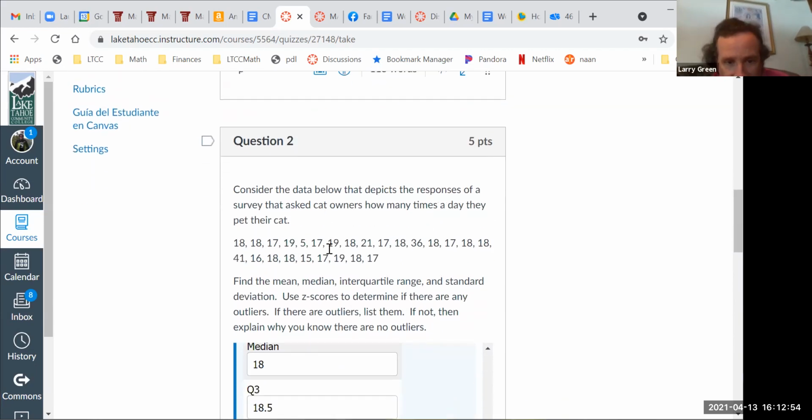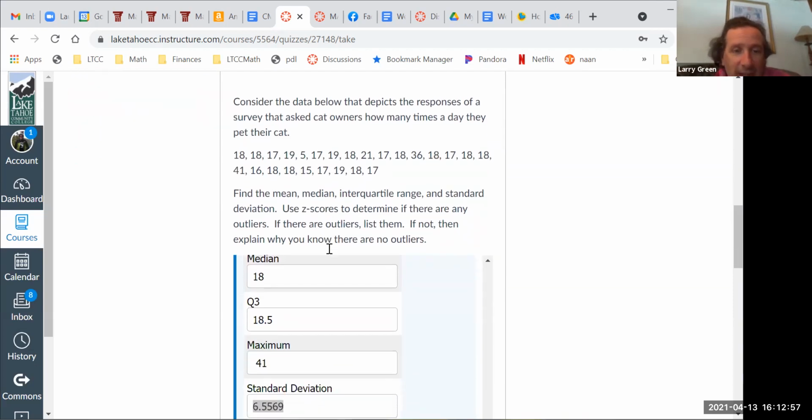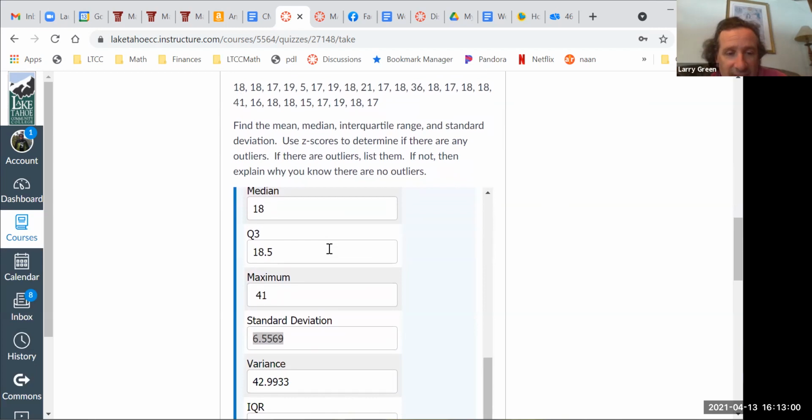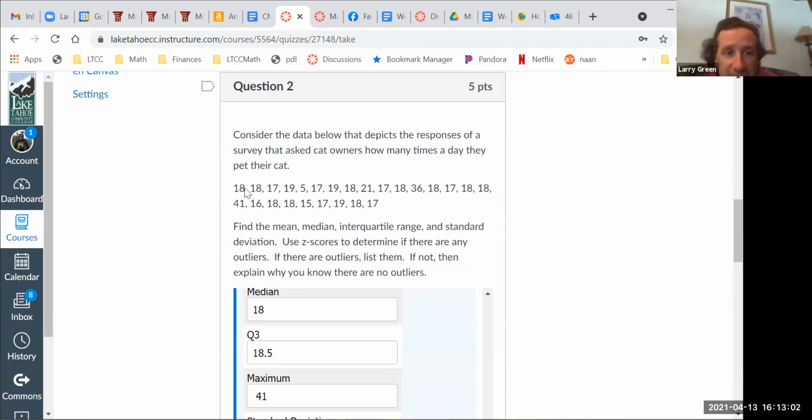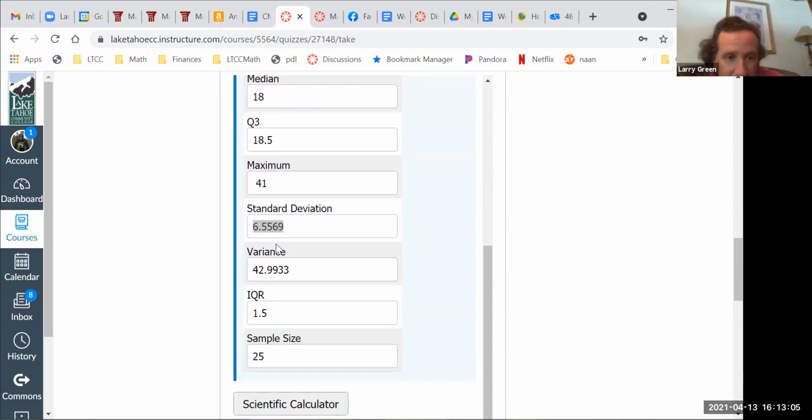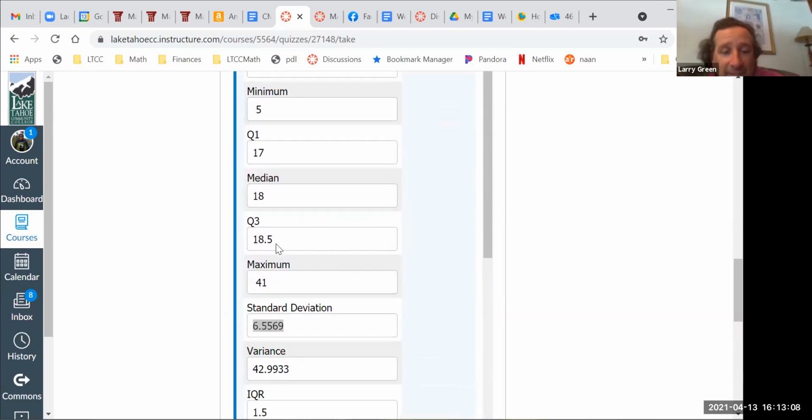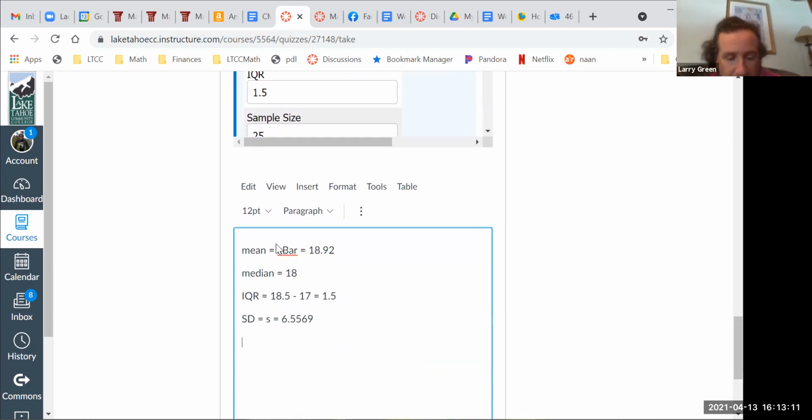Okay, then I'm supposed to use z-scores to determine if there are any outliers. So to find outliers, let's first find the minimum. The minimum is 5. So I'm just going to call it Z5 equals, now we just take 5 minus the mean, 18.92, and then divided by the standard deviation, which is 6.5569.